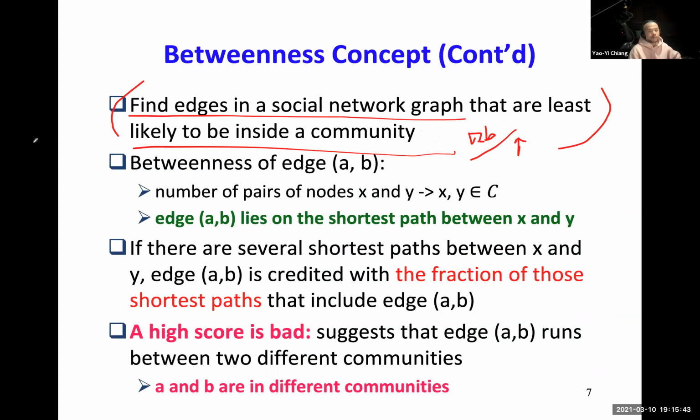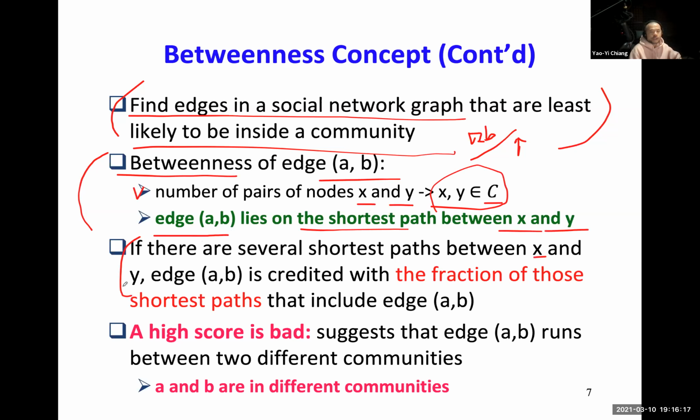Well, we are going to look at one more example, but let's just look at the definition. Formal definition of the betweenness. The betweenness score of an edge AB is the number of pairs of nodes X and Y, where X and Y belong to your graph, such that AB lies on the shortest path between X and Y. If there are several shortest paths between X and Y, you will credit AB with a fraction of the shortest paths that include edge AB.